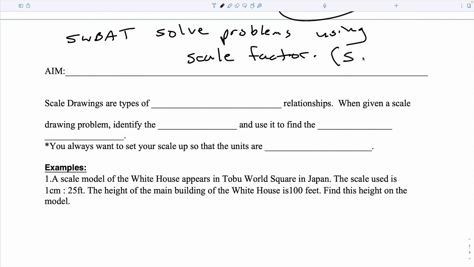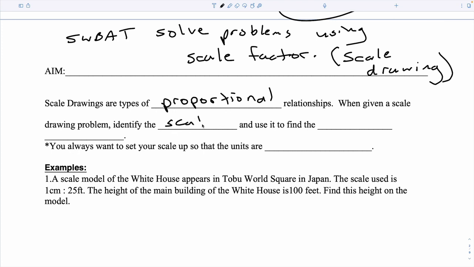And we're going to put in parentheses a scale drawing today. Scale drawings are types of proportional relationships. When you're given a scale drawing problem, you're going to identify the scale and use it to find the missing value. Key note, you always want to set your scale up so the units are matching.